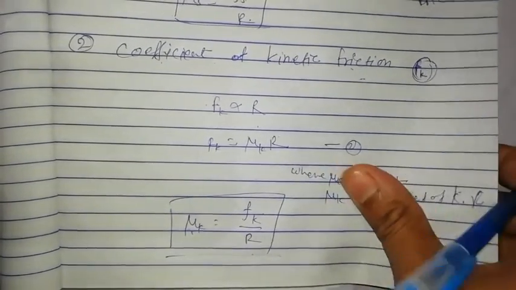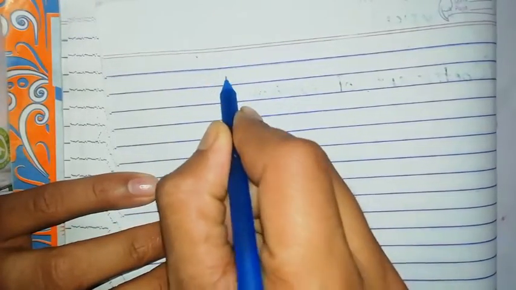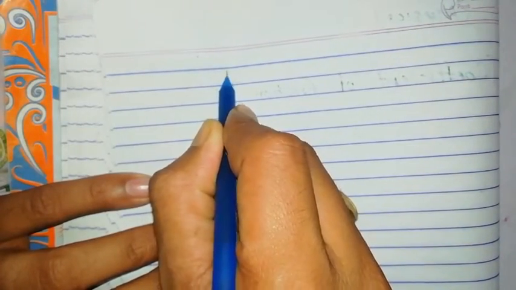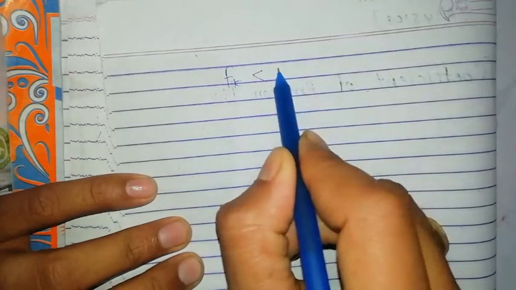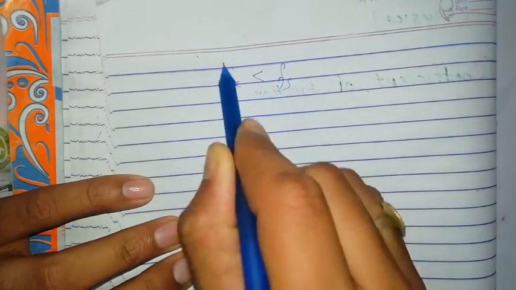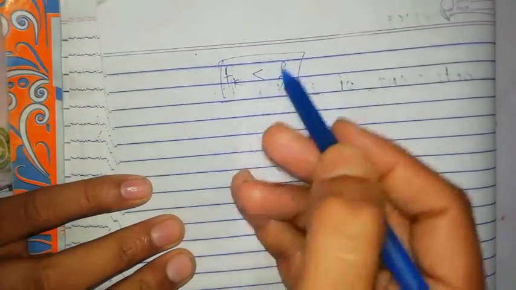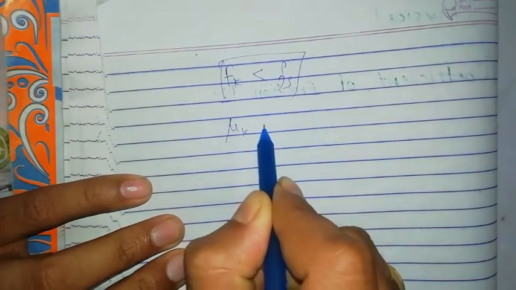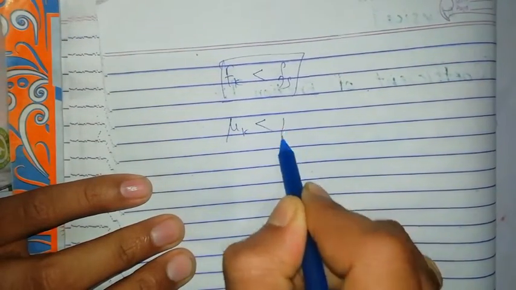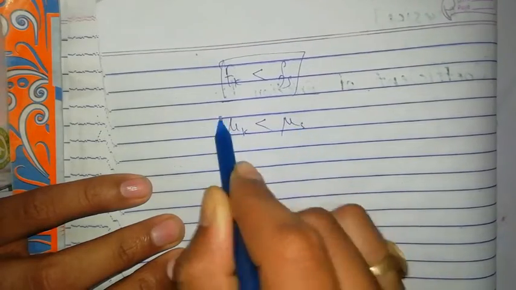Now, the kinetic friction Fk is always smaller than the limiting friction Fs. Then we can write that the coefficient of kinetic friction is always smaller than the coefficient of static friction.